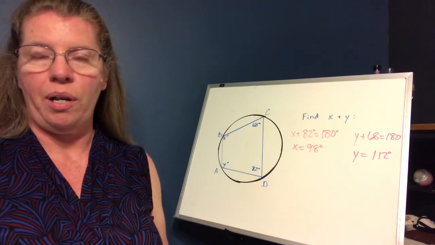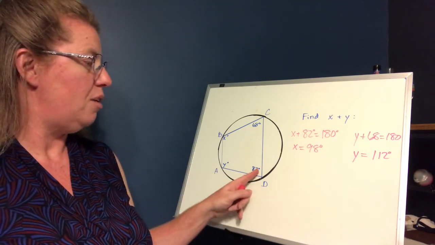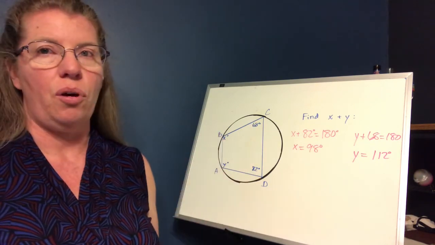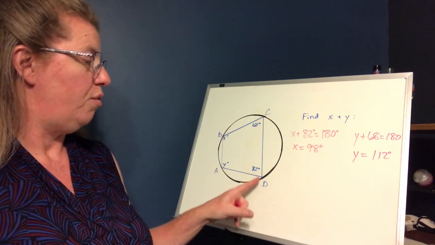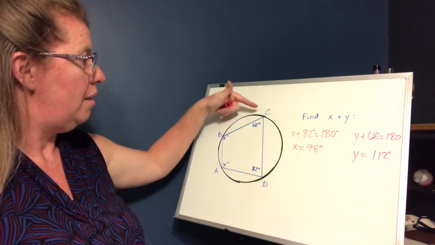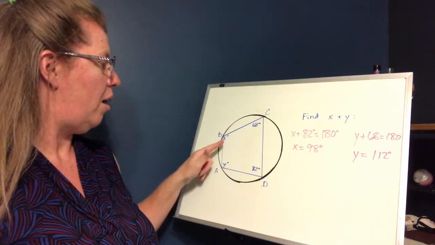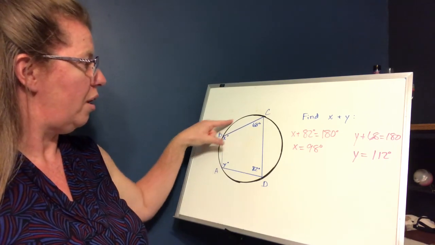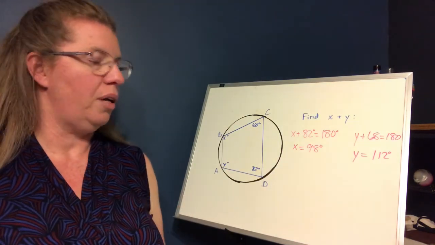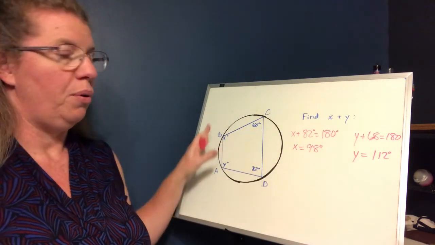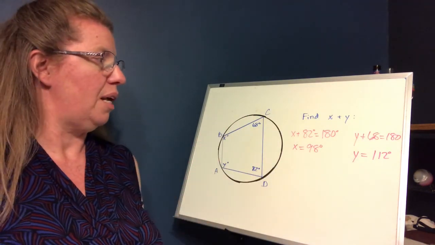I also want to point out to watch, because each one of these angles is also an inscribed angle. For example, angle D does intercept arc CBA, and angle A intercepts arc BCD. So we're going to look at one where you might have to pull the arcs and the angles together.